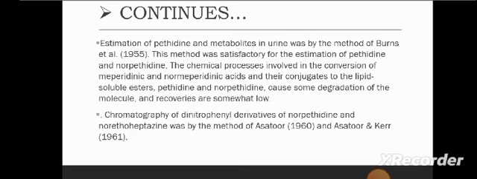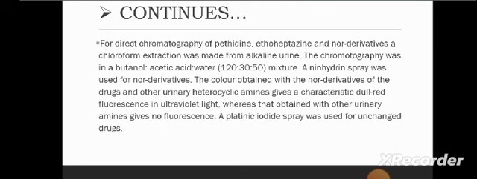Chromatography of dinitrophenyl derivatives of norpethidine and norethoheptazine was by the method of Asatoor in 1960 and 1961. For the direct chromatography of pethidine, ethoheptazine and NOR derivatives, a chloroform extraction was made from alkaline urine. The chromatography was in a butanol, acetic acid, water mixture. An anhydride spray was used for NOR derivatives.